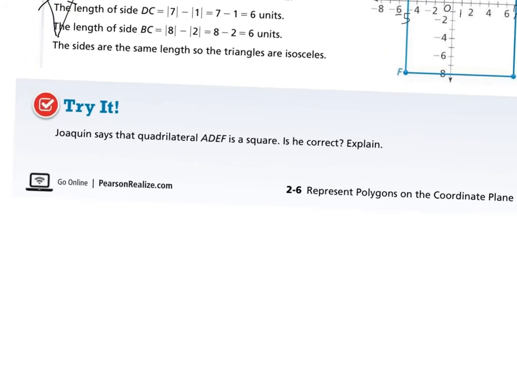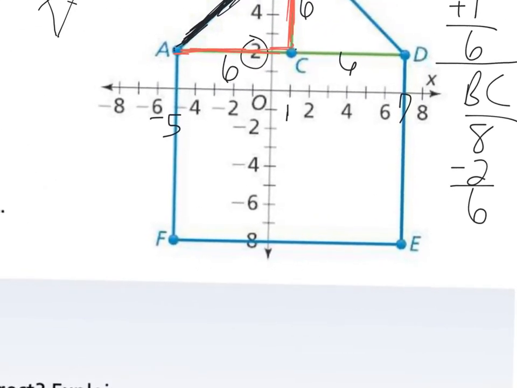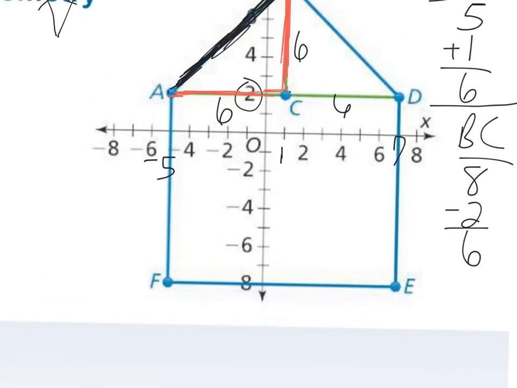On the try it, Joaquin says that quadrilateral ADEF is a square. Is he correct? We know for it to be a square, all four sides have to be the same. Across the top we already know that 2 6s makes 12, so segment AD is going to be 12 units. So the question is, do we have 12 units going up and down here?